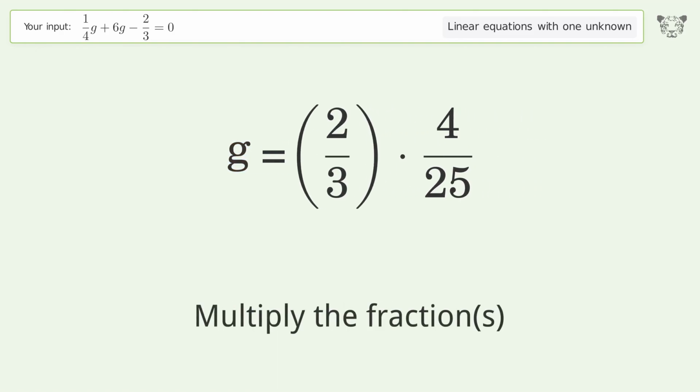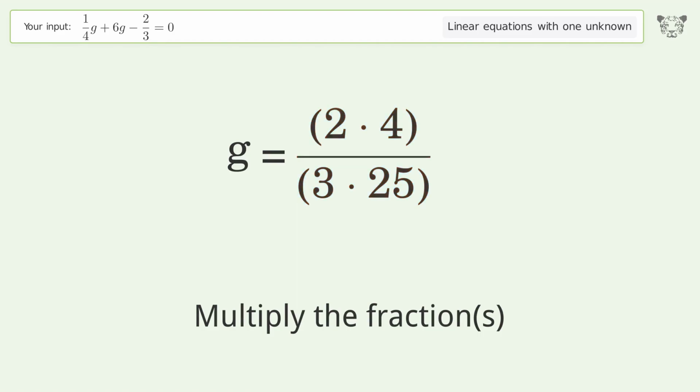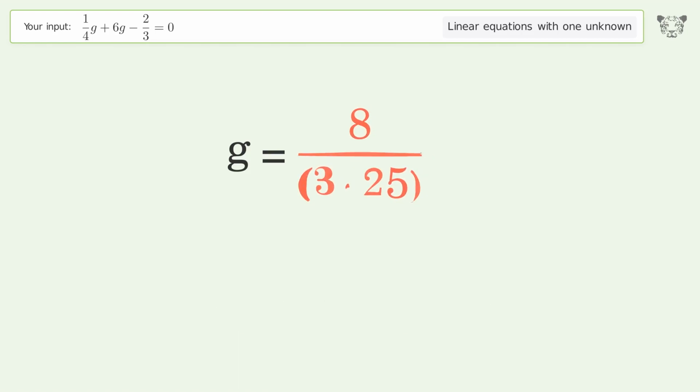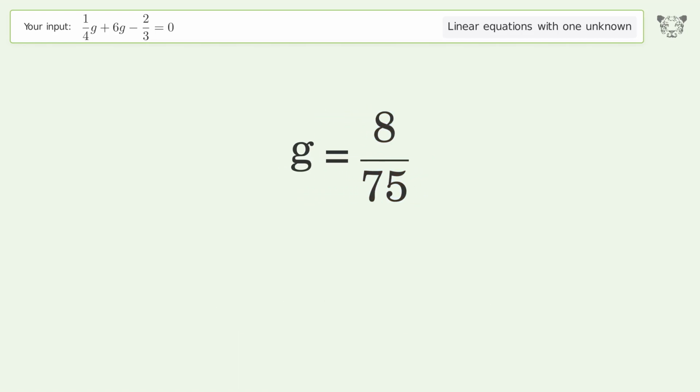Multiply the fractions. Simplify the arithmetic. And so the final result is g equals 8/75.